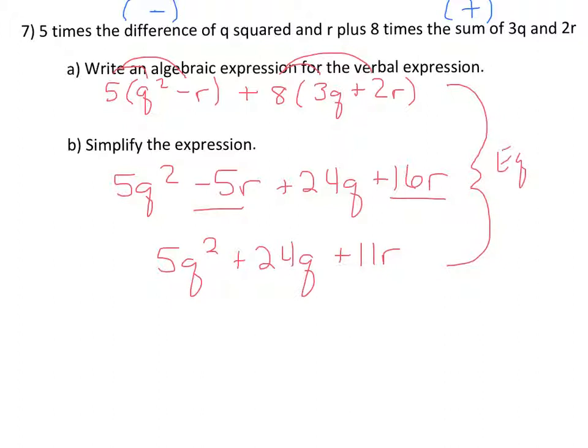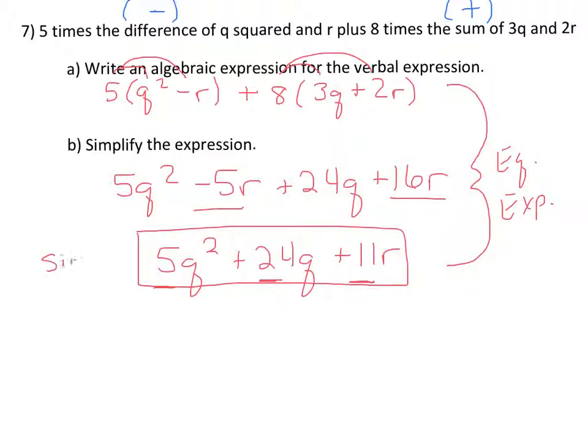So now when I'm looking at these, all of these are the equivalent expressions. That vocabulary word we just talked about, equivalent expressions, all of these are saying the exact same thing, okay? The 5, the 24, the 11, those are all coefficients, all right? And then this one right here is your simplest form, okay? Simplest form, all right? And that ends today's lesson.